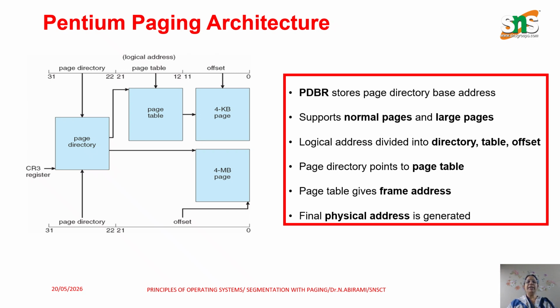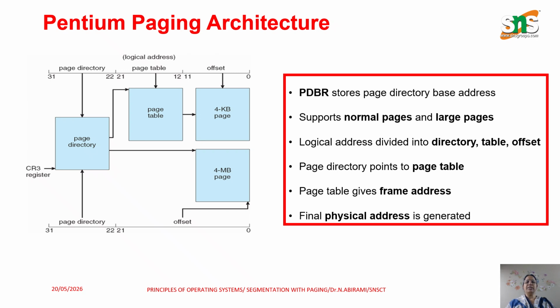Alternatively, if the page directory entry indicates a large page, which is a 4 MB page, the paging hardware skips the page table entirely. In this case, the directory entry directly provides the base address of the 4 MB frame, and the lower 22 bits of the address act as the offset.